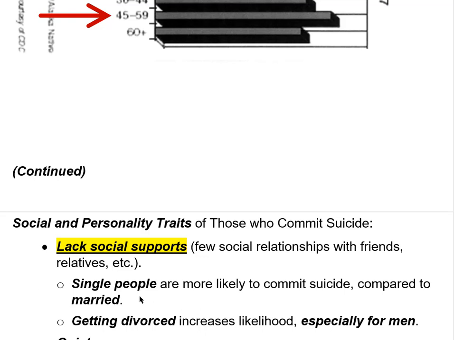Demographers tell us that single people are more likely to commit suicide compared to married people. There are all kinds of benefits that come with being married. One of them is you're less likely to commit suicide. They tell us that getting divorced increases the likelihood of committing suicide, especially for men. How come getting divorced has a bigger effect on men being more likely to commit suicide compared to women? The typical explanation involves the fact that women very often have a fairly broad social network.